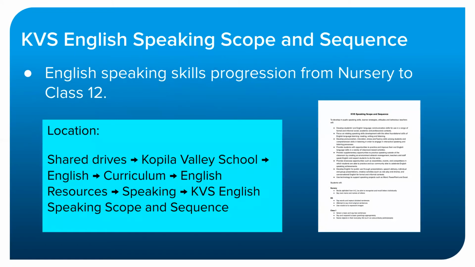So first, let's look at the KVS English speaking scope and sequence. So when I show you these resources, I will also be doing a demonstration of how you can find and use the resources. So the English speaking scope and sequence, as I said before, is a document that shows all of the skills that students will be learning at each level of progression in the school.